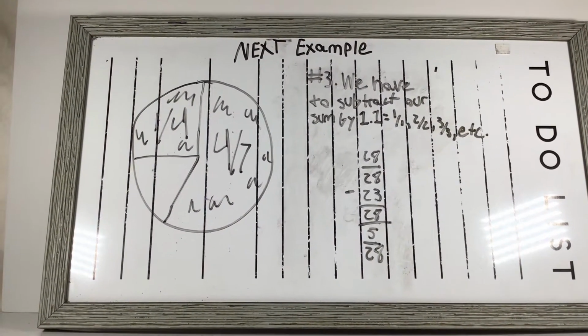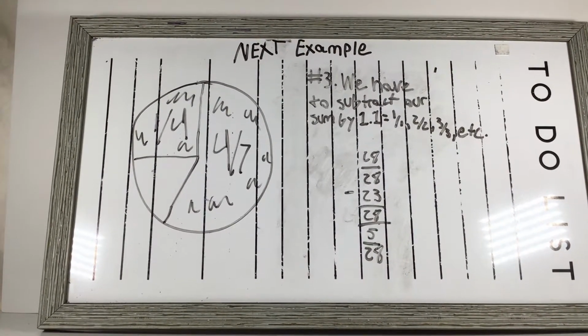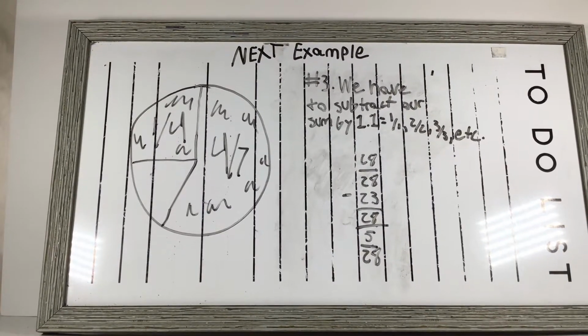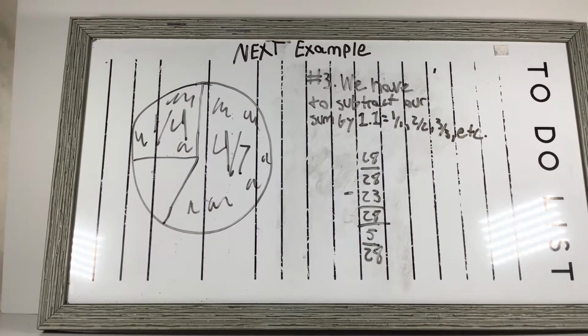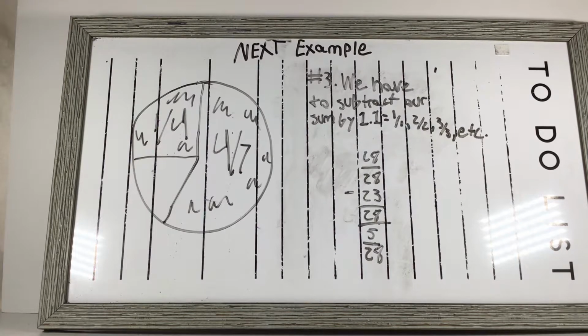For our next step, we have to subtract our sum from 1. You can see that 1 equals 1 over 1, 2 over 2, 3 over 3, and so on. In this case, we do 28 over 28 minus 23 over 28. That would give us the difference of 5/28.